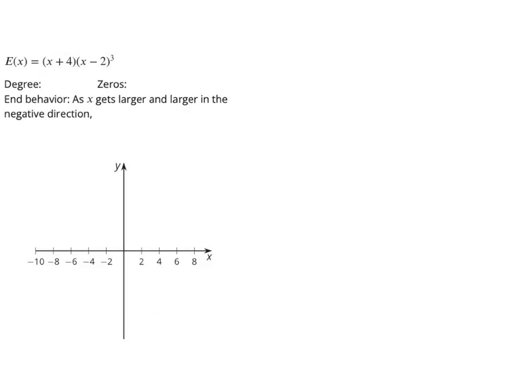Okay, now looking at this one, we've got x to the third power, x cubed times x makes x to the fourth. So our degree now is 4. Our zeros are negative 4 and positive 2. Now negative 2 cubed is negative 8, times 4 is negative 32. That's not our low point. That's just our y-intercept.